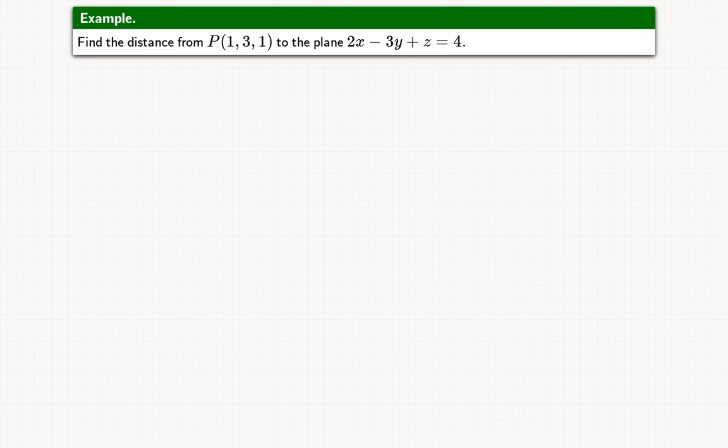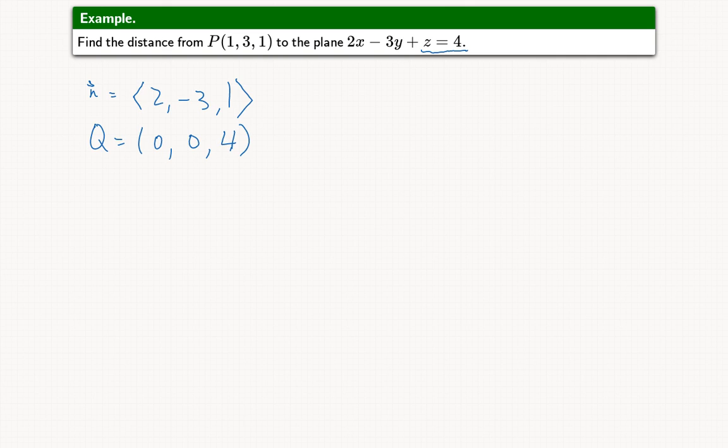For example, let's say we want to find the distance from the point 1, 3, 1 to the plane defined by the equation 2x minus 3y plus z is equal to 4. So from the equation of the plane, we can see that a normal vector to the plane will be 2, negative 3, 1. And then we need to produce a point on the plane. For that, we can just set two of the variables, x and y, to be 0, and then the remaining equation tells us that z has to be equal to 4.